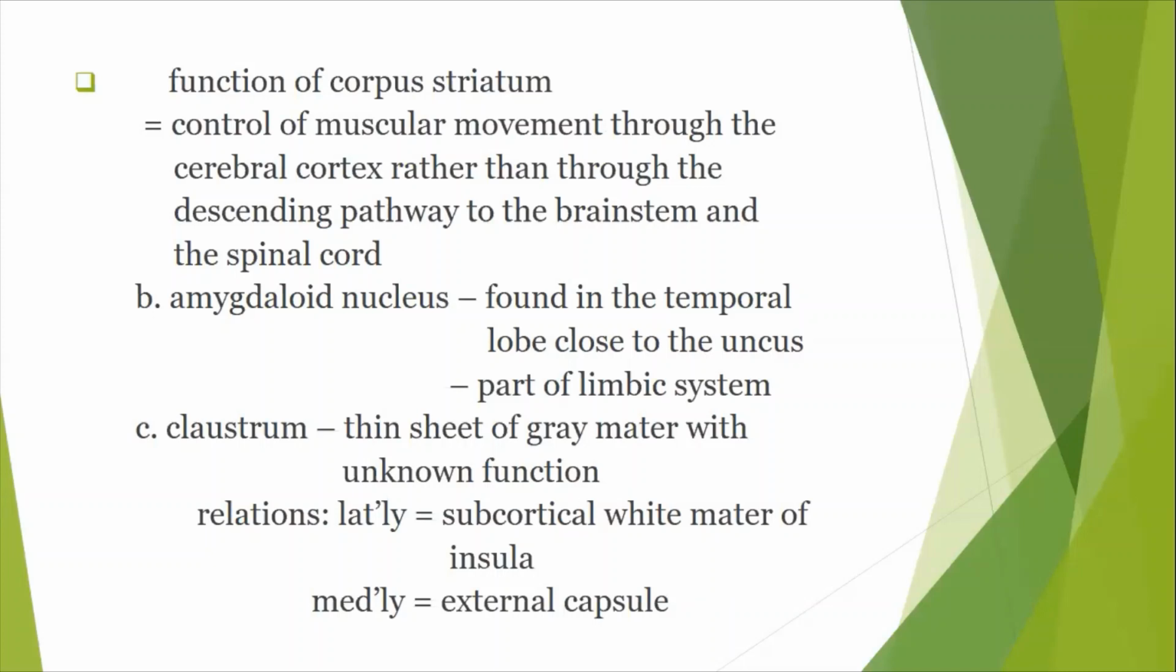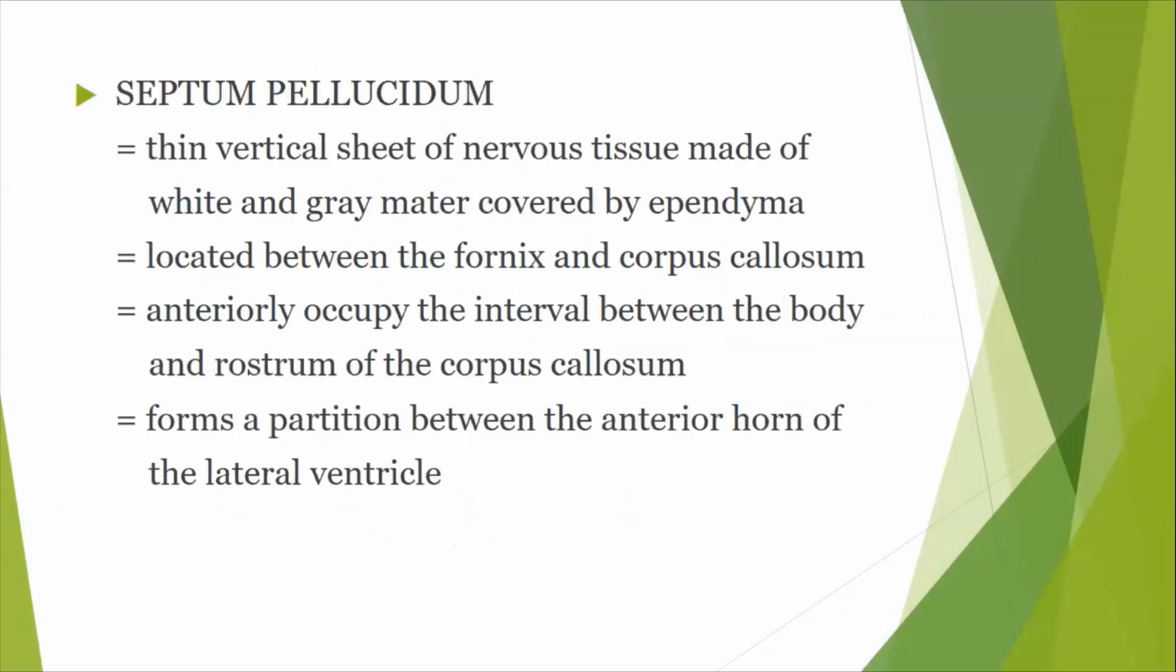Then you have the amygdaloid nucleus found in the temporal lobe close to the uncus, which is part of the limbic system. Then you have the claustrum, which is a thin sheet of gray matter with an unknown function. Laterally, it is related to the subcortical white matter of the insula and medially to the external capsule.